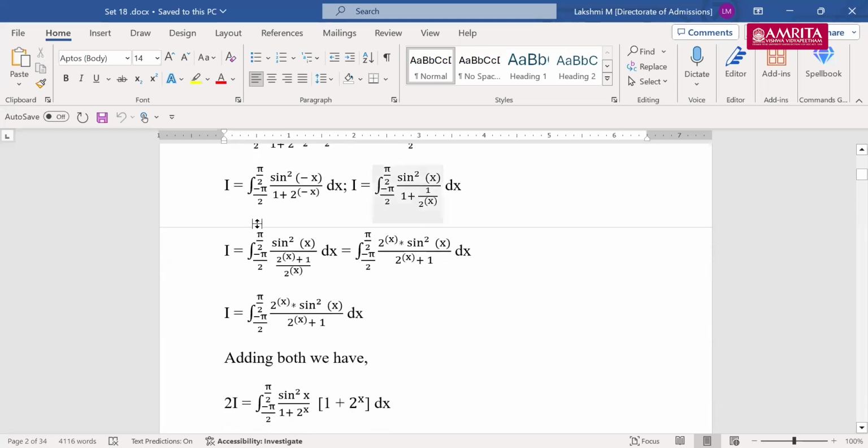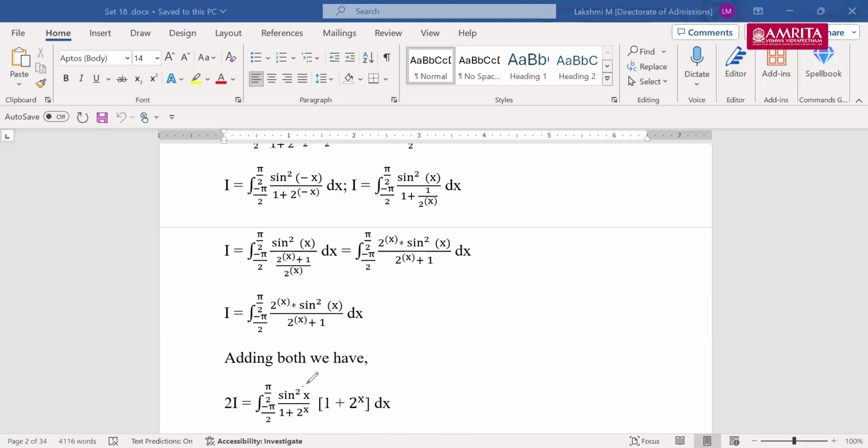So yes, I think up to this, we all know. We have just changed the form. This is like 2 raised to x plus 1 by 2 raised to x. You can take it here. So this is integral of minus pi by 2 to pi by 2, 2 raised to x into sine square x by 2 raised to x plus 1. So I have I here, I have I either. I'm just going to add 2I. So here, there is a 2 raised to x divided by 1 plus 2 raised to x. Rest all is the same there.